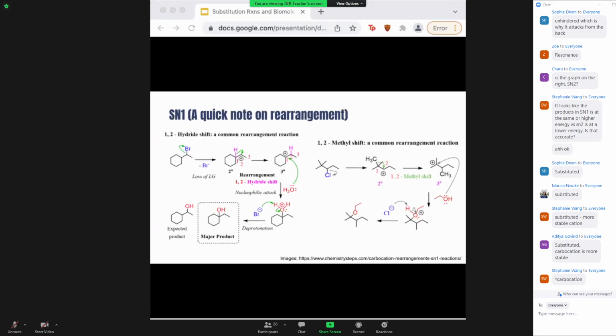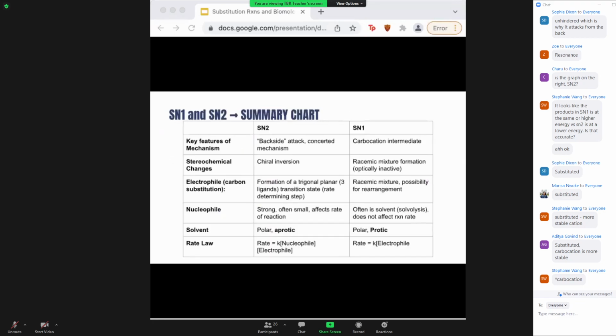And essentially all this has to do with carbocation stability, but again, I'm not sure how heavily this is tested on the MCAT. I haven't seen any resources at all include this or mention this, so it's kind of just for your own knowledge and to help make sense of the fact that rearrangement does occur and how it occurs. And finally, here's a little summary chart of SN1 and SN2 reactions, their key features, stereochemical changes, if any, the electrophile that's preferred.